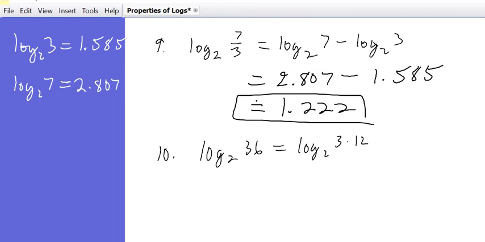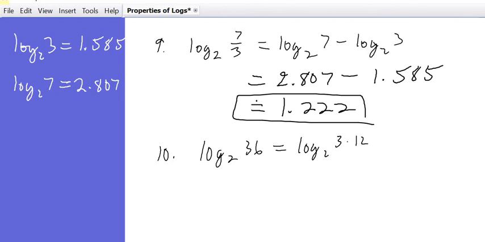Now, look at number 10. Number 10 says log base 2 of 36. Now, the only part of this that I'm given that's going to apply to log base 2 of 36 is that log base 2 of 3 is 1.585. 3 is a factor of 36. 7 is not. So I can't break 36 up into something times 7. It doesn't work, not with whole numbers. So I can break it up into 3 times 12, right? So I've broken it up into 3 times 12.